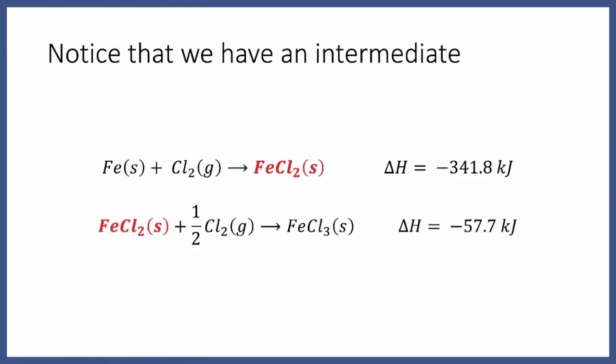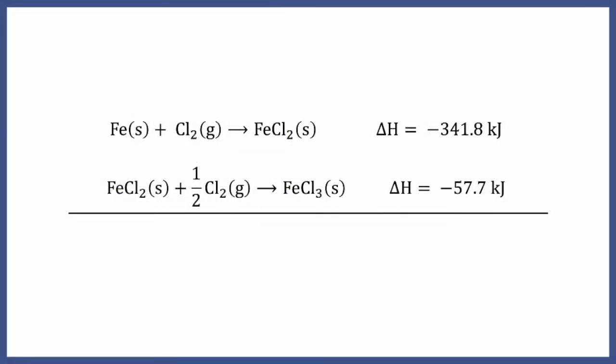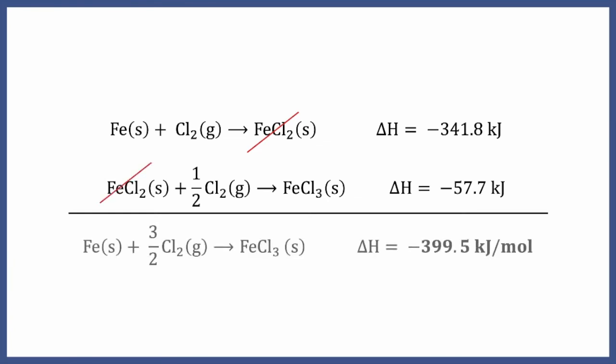And notice, we have an intermediate. Now, if we were to add these two equations, we would be able to cross out our intermediate. Well, conveniently, these equations add up to our overall equation. And because of Hess's law, we can add up their enthalpies to get the overall enthalpy of our reaction. Negative 399.5 kilojoules per mole.